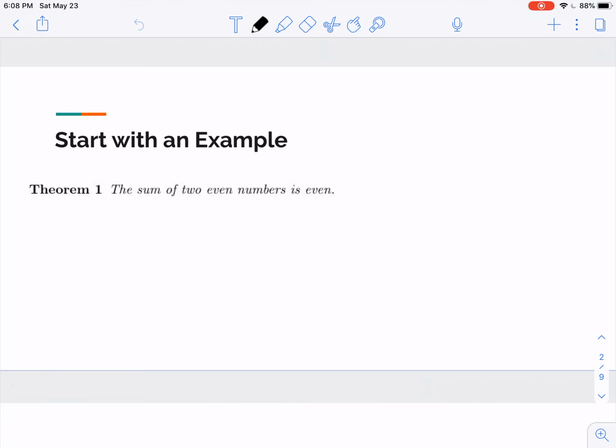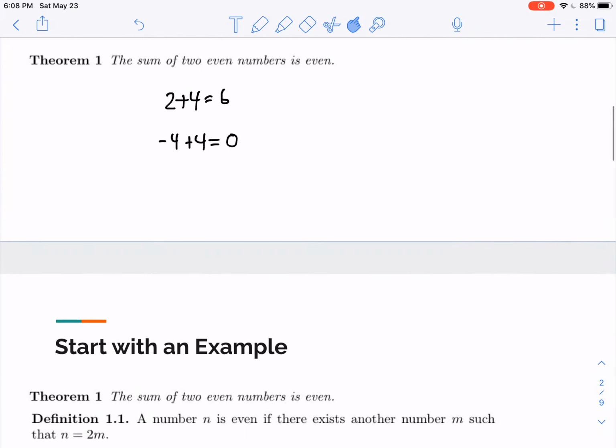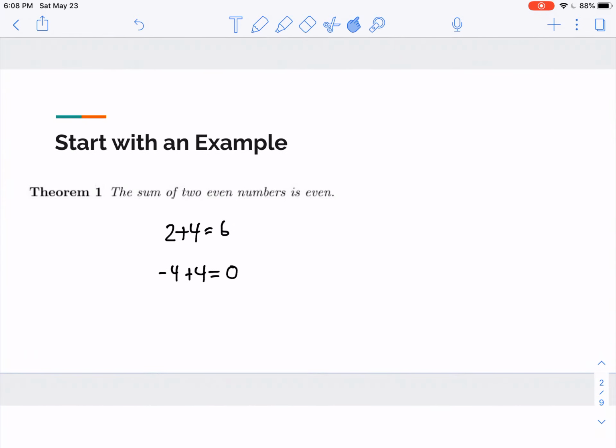So let's try this. And the first thing you should do whenever you see a theorem is make sure you understand it. In this case, you probably understand what it means to add two even numbers together. But if you didn't, you could write some examples out. 2 plus 4 equals 6. We could do negative numbers as well, right? Negative 4 plus 4 equals 0. Well, in both these cases, two even numbers, we get an even sum. And the issue is that we don't quite have a definition of even numbers. So it's hard to say how are we supposed to reason about what would happen if we add them together.